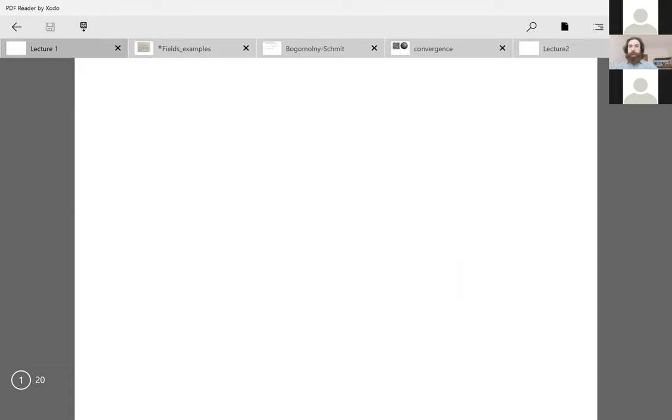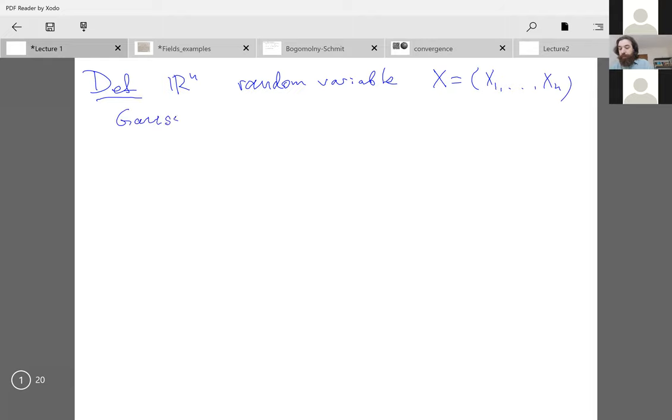Okay, now let's define what we are talking about. First of all, I'll start with something that you all know, just a reminder. If we work in the finite dimensional case, so if we have an R^n valued random variable X, and we write it as X1, ..., Xn, then we say that it's a Gaussian vector if for every y in R^n, this scalar product is Gaussian. In other words, all linear combinations of the Xi's are Gaussian. So the distribution is jointly Gaussian.